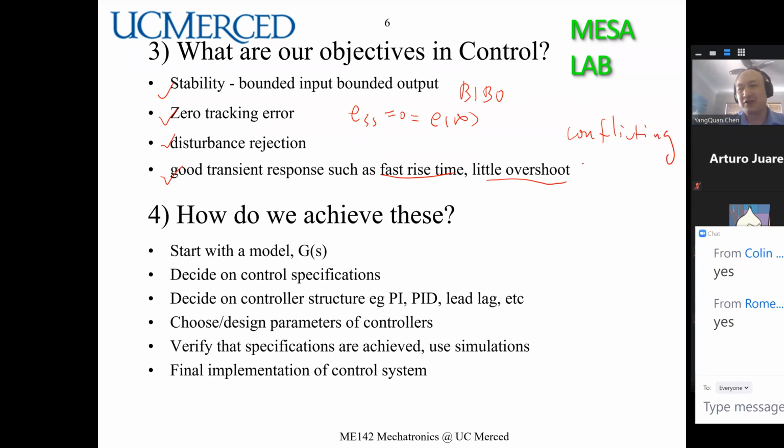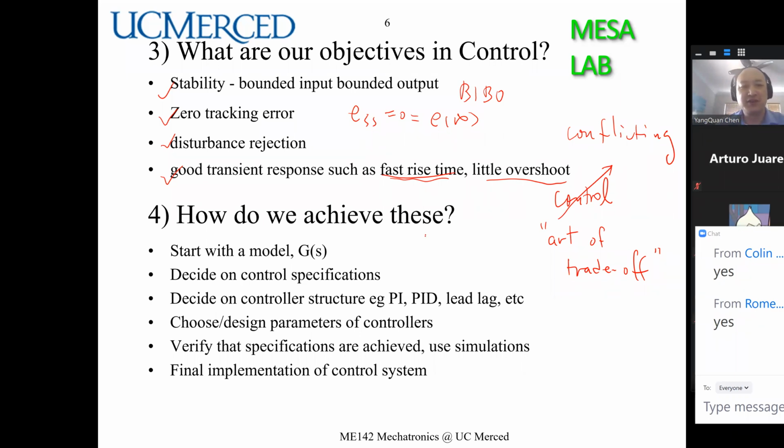So in that sense, with control, you have your way to choose. Control is sometimes also called the art of trade-off. You cannot be too fast, otherwise you will be closer to being unstable, and so forth. How do we do that?